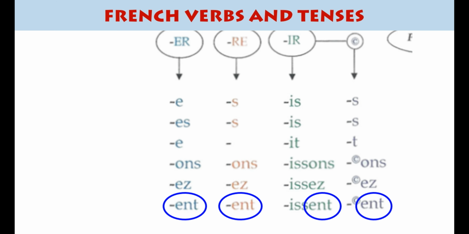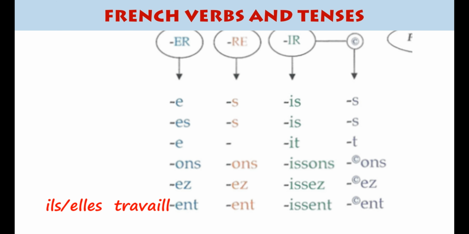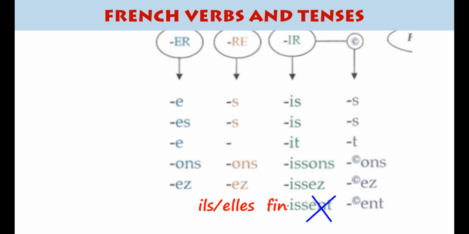And another massive thing to point out is that you do not pronounce that ENT at the end, okay? This word here is not travaillant, it's travaille. And finissant doesn't exist, finissent is the word finisse. You stop at that point and you don't pronounce the ENT. It is silent.